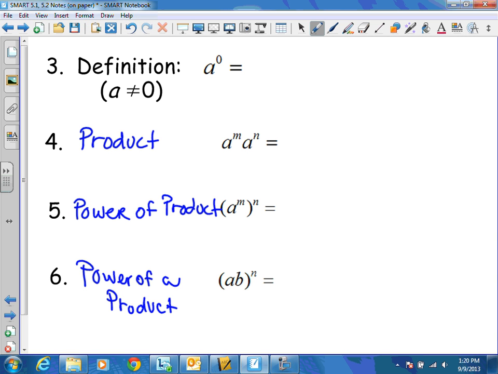Power of a power. Okay, so I'll let you get those down and then we'll talk about it. If you want to know the names, go for it, but you don't have to. You're never ever going to have to do it.